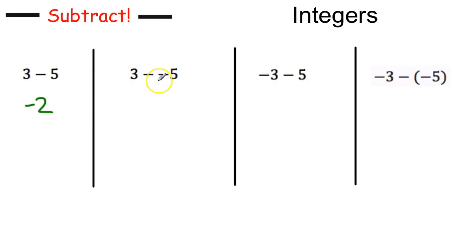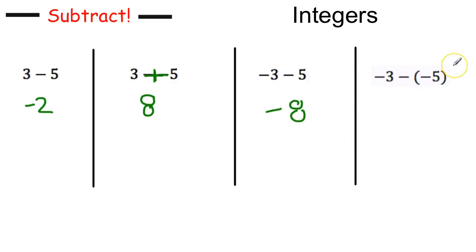3 minus negative 5. When you see these two negative signs together, we just want one sign. This becomes a big old plus sign. 2 negatives in a row means a plus. 3 plus 5, that's 8. Over here, negative 3 minus 5, right? Think about it. If someone owes you $3 and they owe you 5 more, altogether, they will owe you 8.